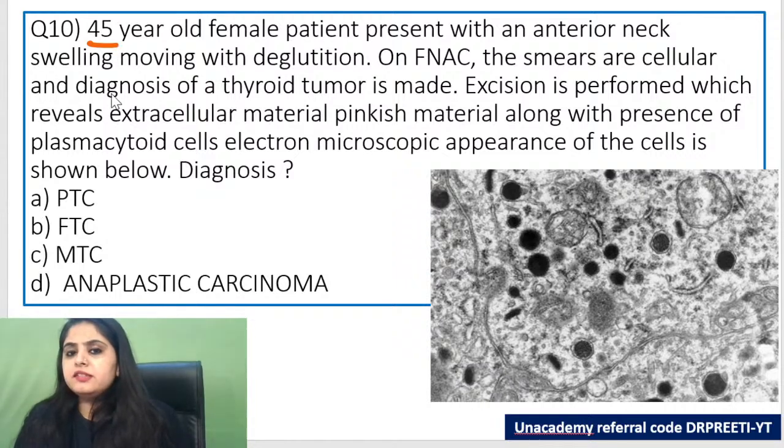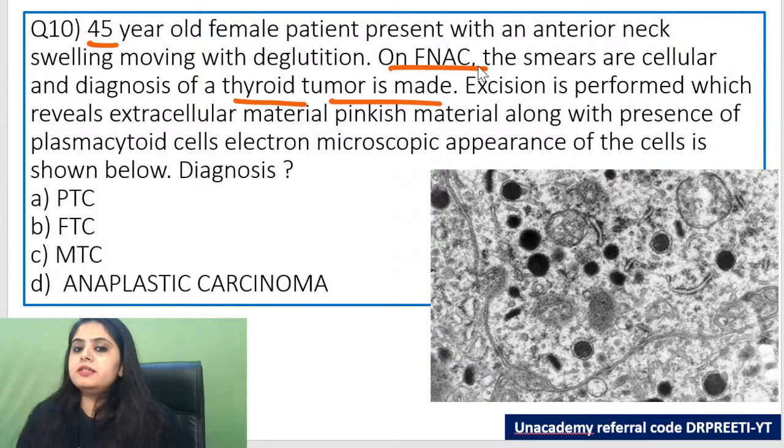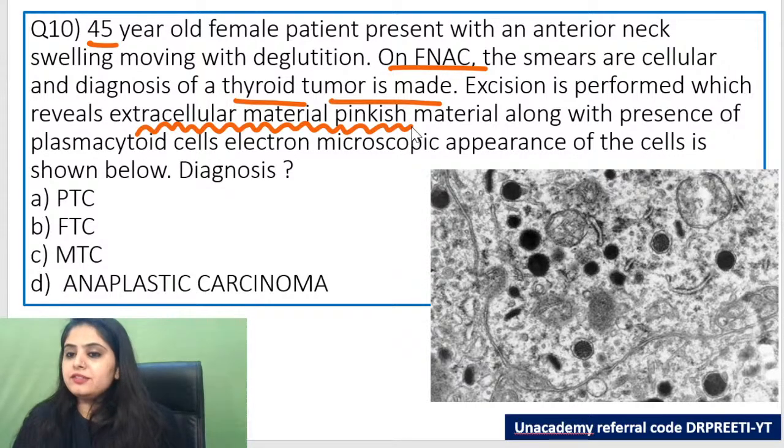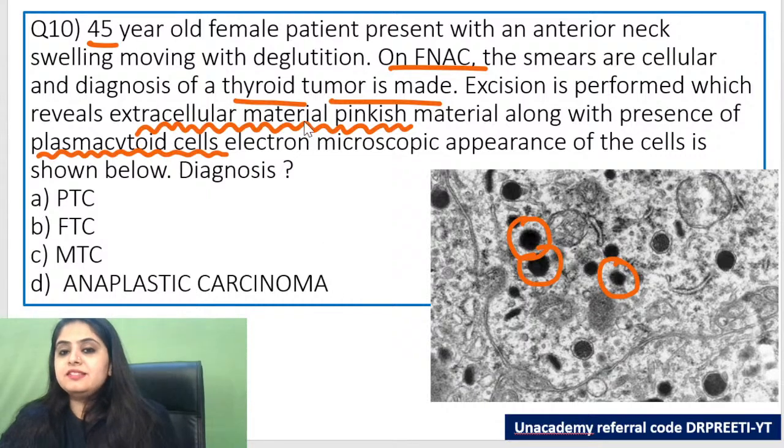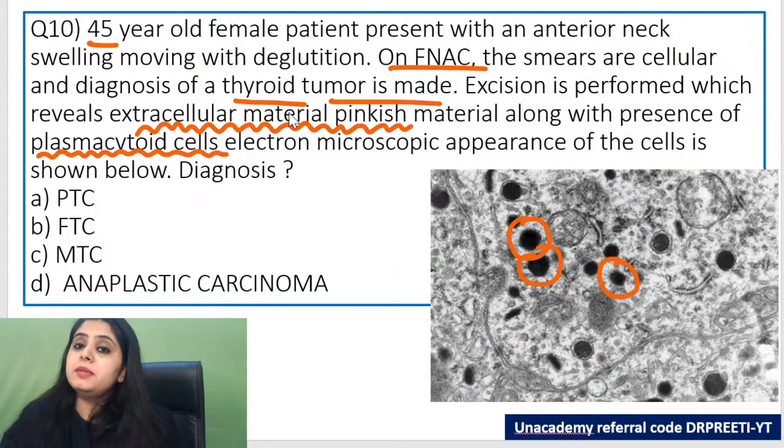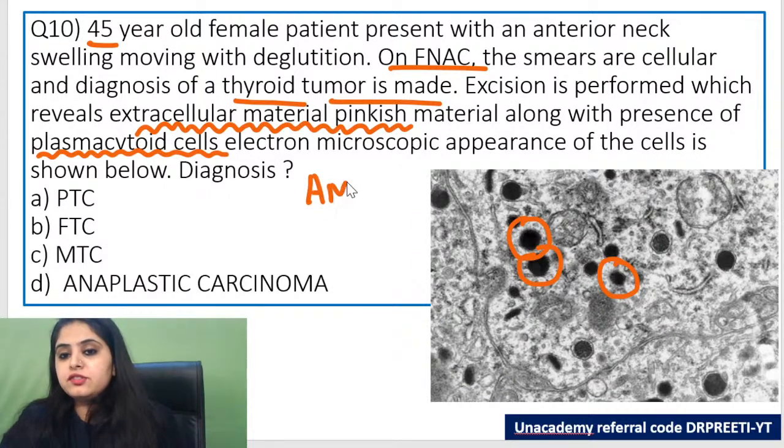On FNAC, the smears are cellular and a diagnosis of a thyroid tumor is made. Okay, excision is performed and you can see extracellular material which is pinkish. Anyone who can tell me what I am talking about? Extracellular material which is pink. One hint: presence of plasmacytoid cells, hint number 2. And neurosecretory granules, hint number 3. Perfect. Guys, the extracellular, because amyloid is always extracellular, that's the definition of amyloid. Amyloid is always extracellular. So hint number 1 that you got over here was amyloid.